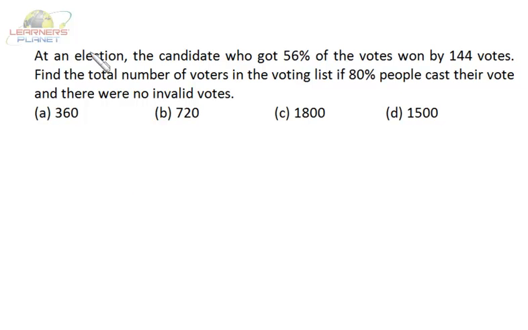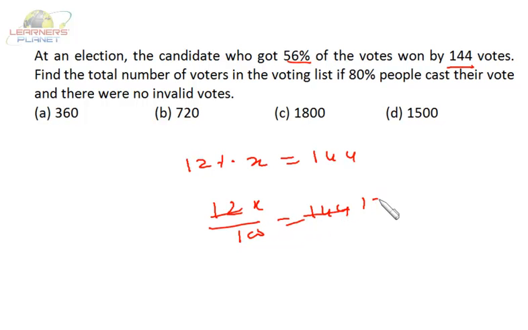Now let's see this question. At an election, the candidate who got 56% of the votes won by 144 votes. That means the loser might have got 44% of the votes, isn't it? The winner has got 56%, the loser might have got 44%. Then what is the difference between the two? It's 12%. So 12% of the total votes cast, suppose it is X, is equal to 144. So that means the total number of votes is 1200.